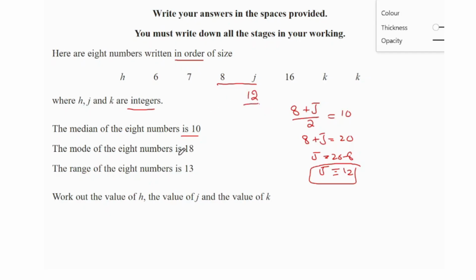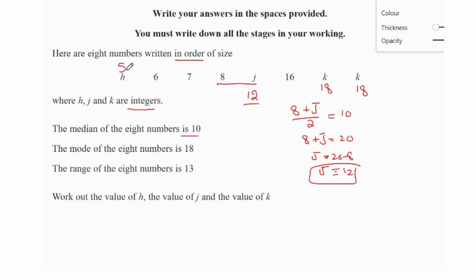The mode of the 8 numbers is 18. So it means these two numbers are 18. Mode means the most common value, yeah? And then the range of the 8 numbers is 13. So 18 minus 5, that gives us 13.